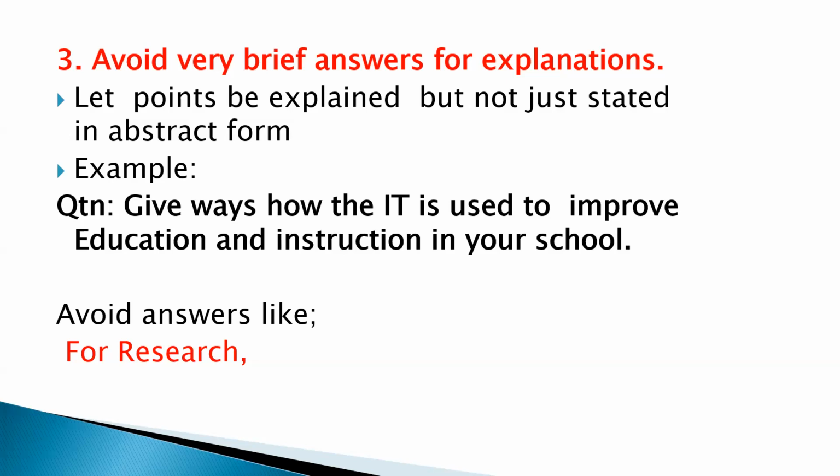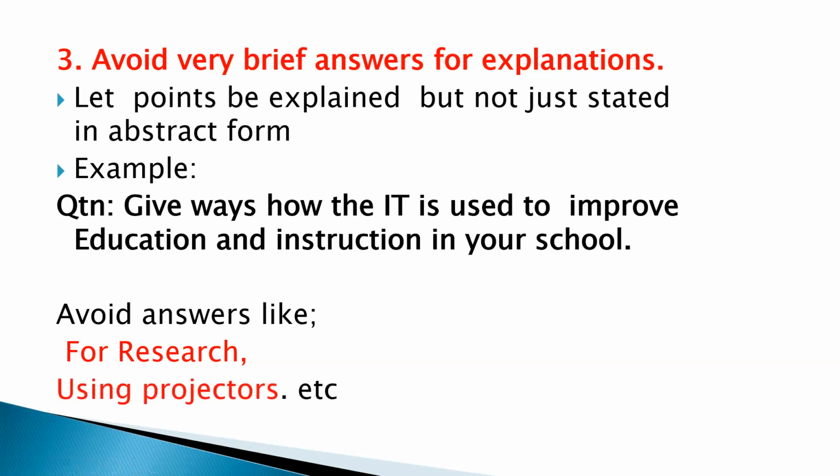Some situations or questions require you to give an explanation, so avoid just putting one word. For example, if we say, give ways how IT is used to improve education in your school, how can IT be used to improve education in your school? Then you say, for research. The way is not coming out clearly how it is being used. Here, the key word is how. So we are looking for how IT will be used to improve education. When you say for research, that is not complete.